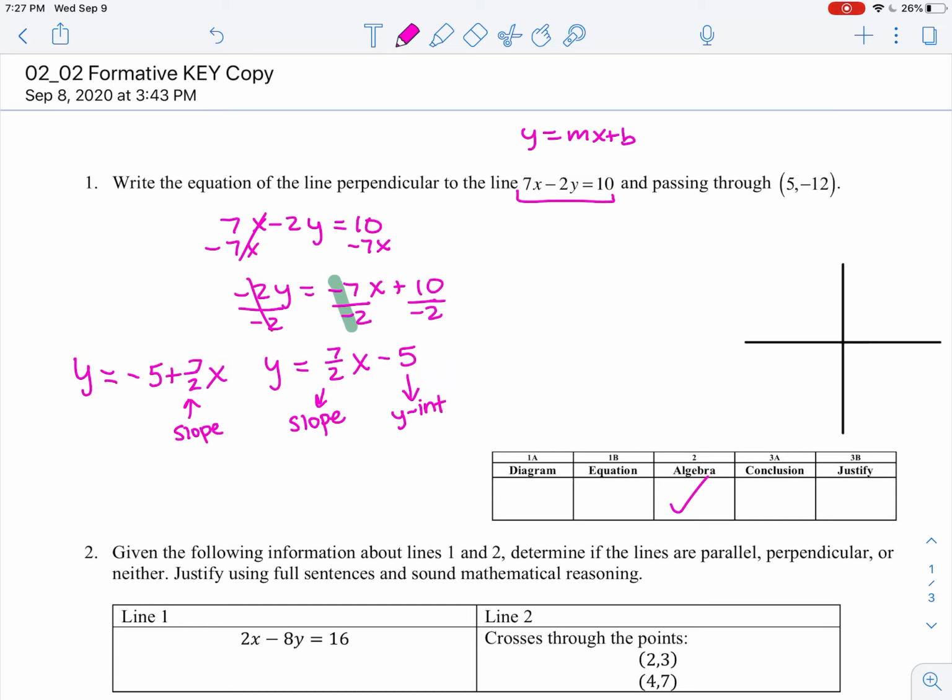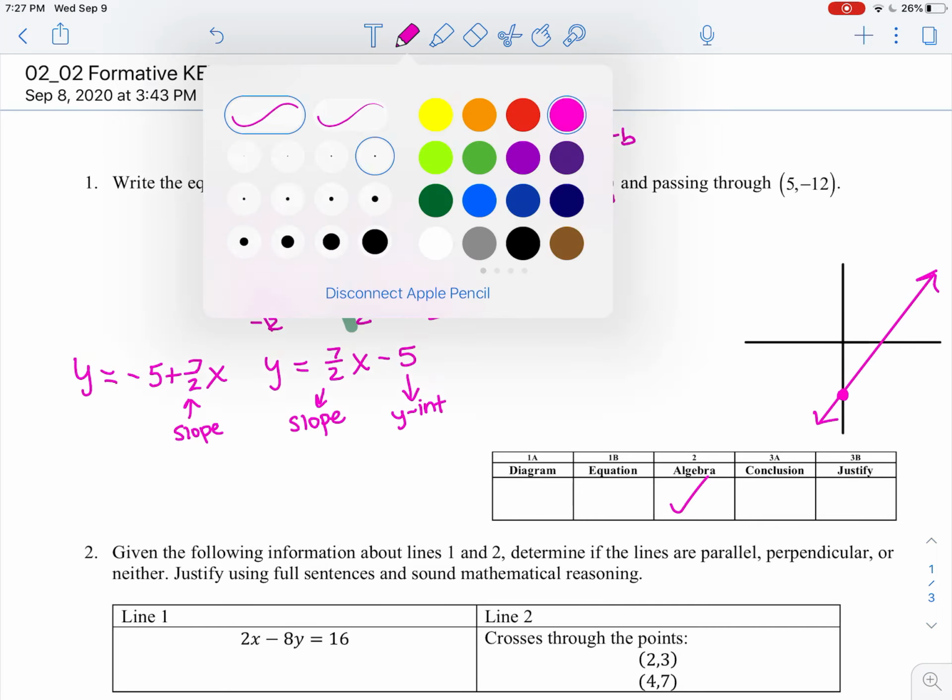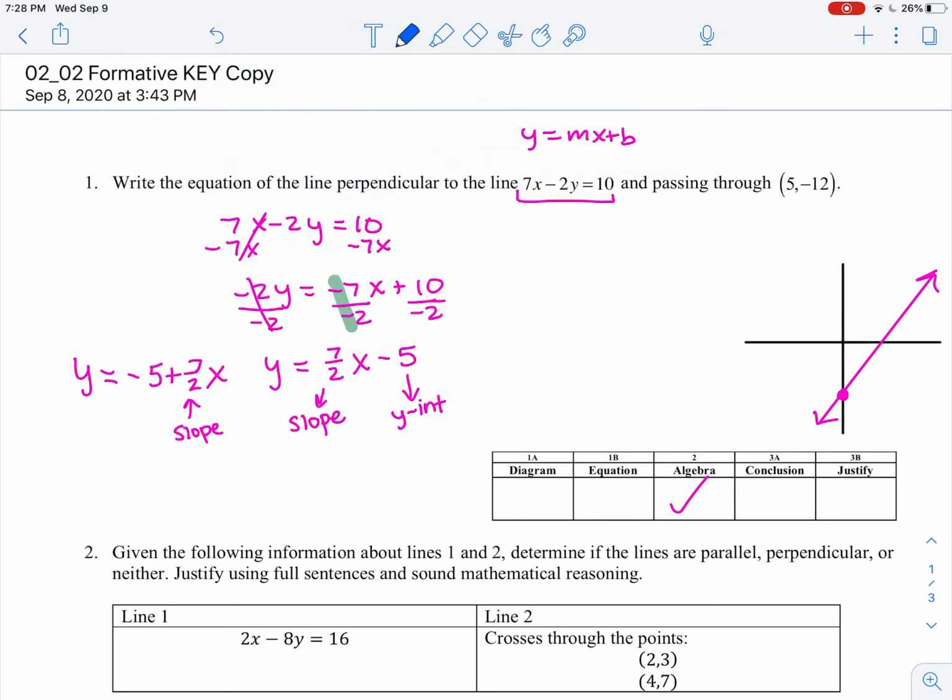So I'm going to draw a quick sketch. I have a y-intercept that's negative and a positive slope, so I can draw an approximate drawing of my line like this. All I've done so far is draw the equation of the first line. What I am trying to ultimately do is write the equation of a perpendicular line that goes through this point.